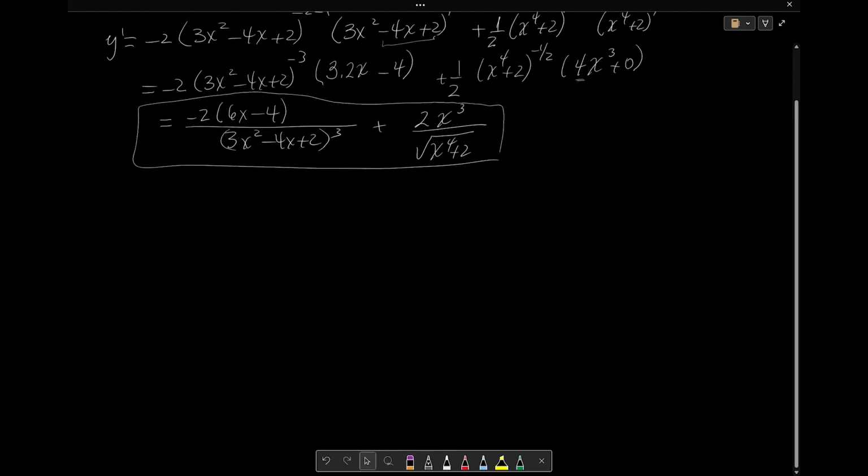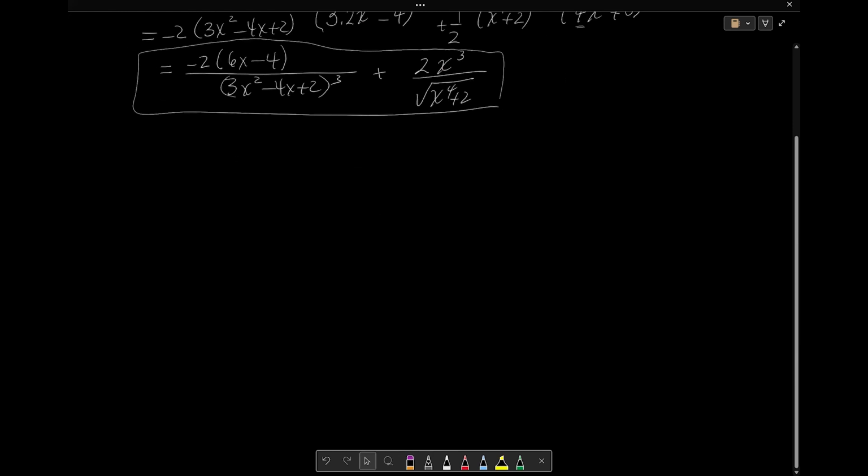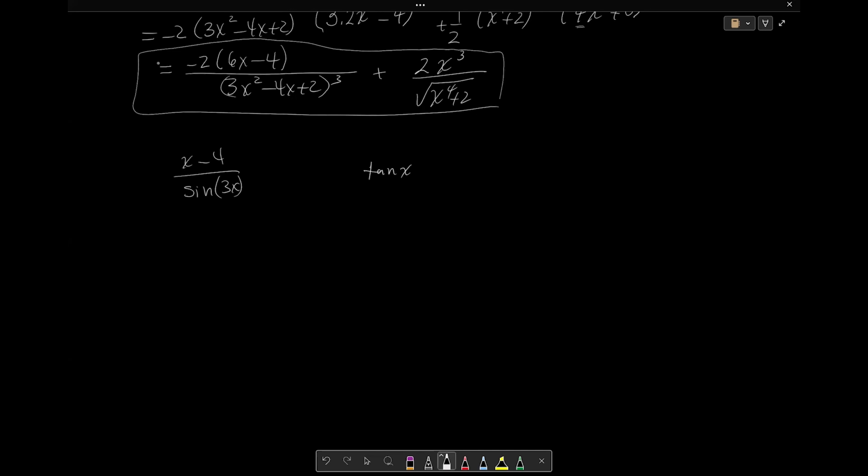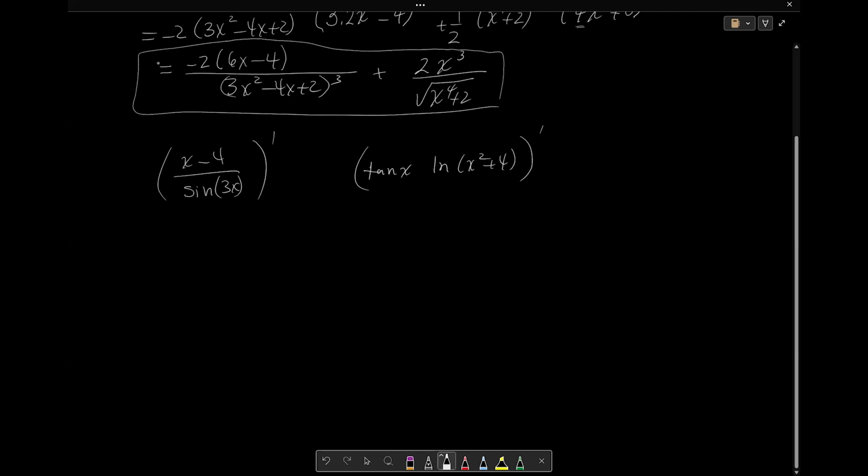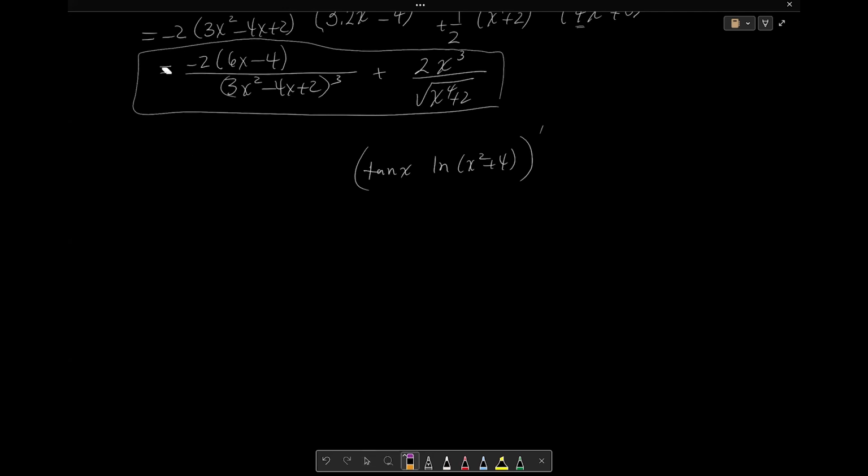Now we've done, for example, how would we now do x minus 4 over sine 3x, or tangent x ln of x squared plus 4? How do we take these derivatives? Yes, we see we need to use the chain rule here, for example, and here, but we need to develop new techniques.